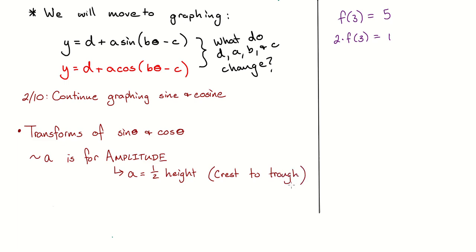Every class is the same. It's so weird how much overlap there is between them all. Constantly. A is for amplitude.